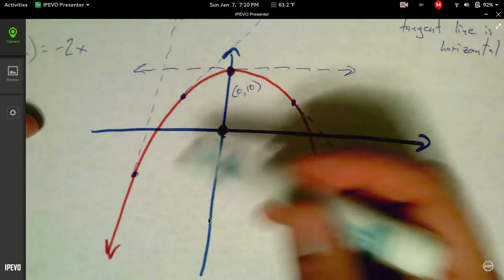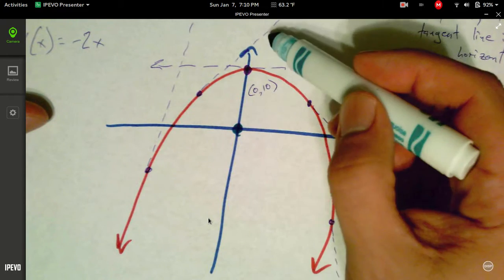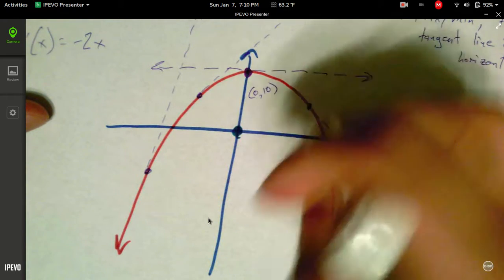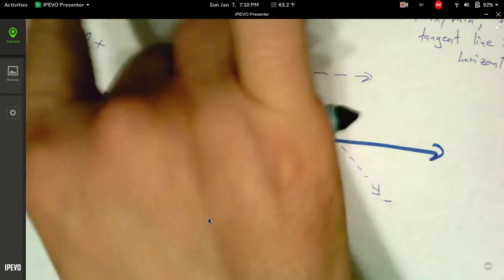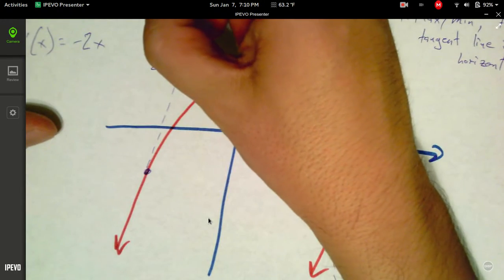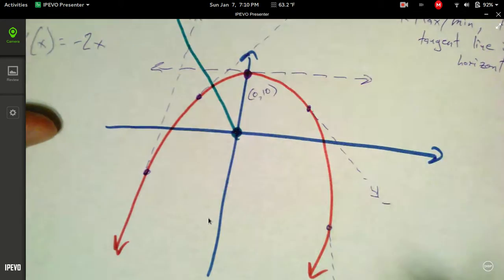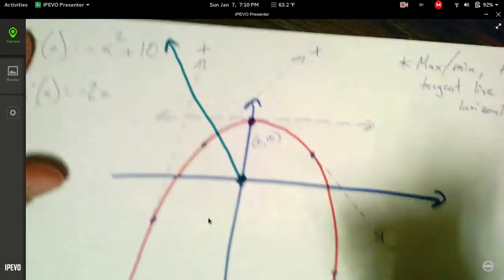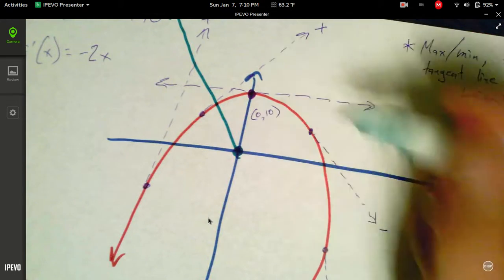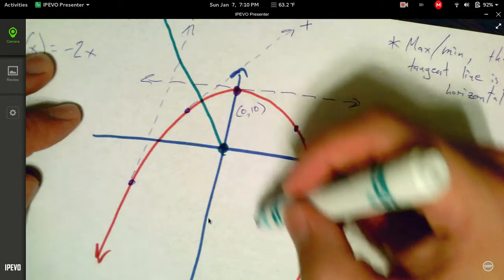For all of our values here on the negative side, all of these values have positive slopes. So approaching this point here at the origin, all of our slopes are positive, which is above the y-axis. So all of this up here is going to be positive slopes approaching 0. And then everything to the right of our maximum has negative slopes. That was all of these slopes. So the negative values are all below the x-axis.